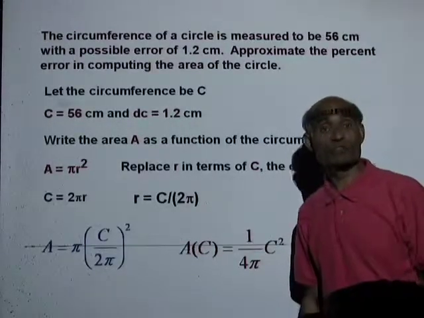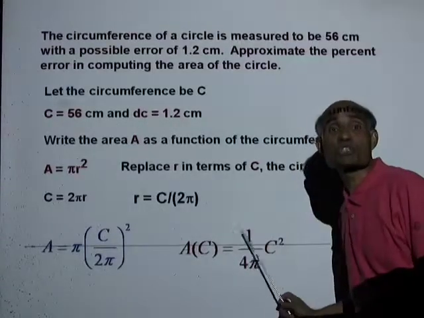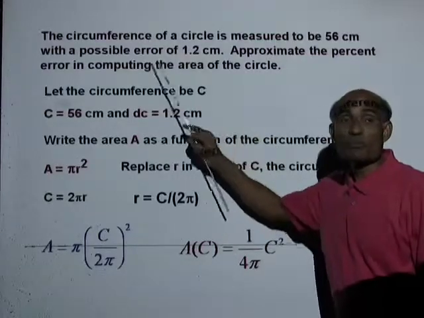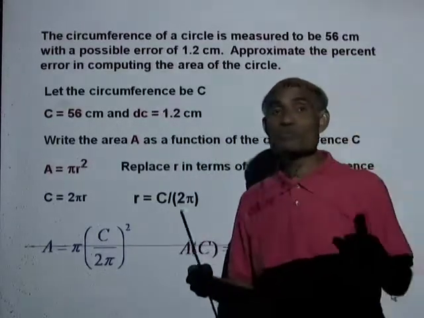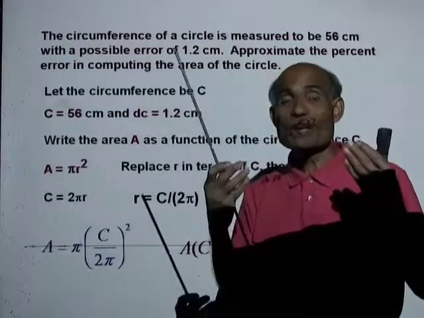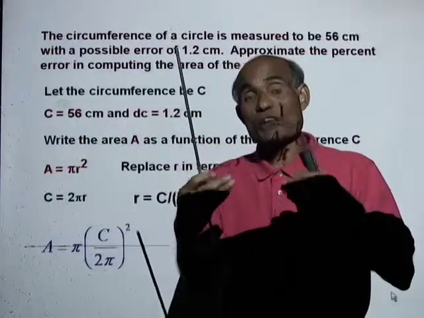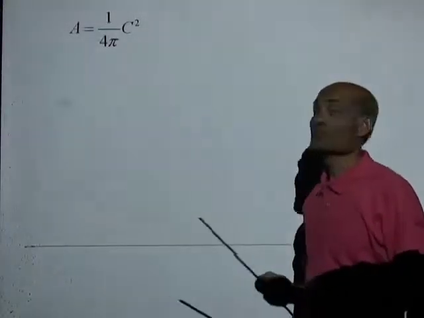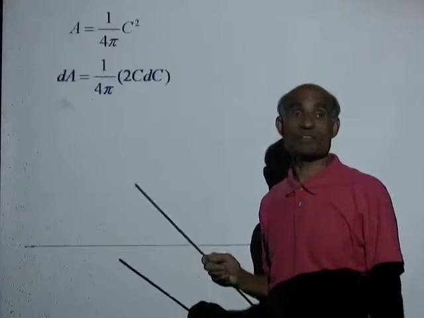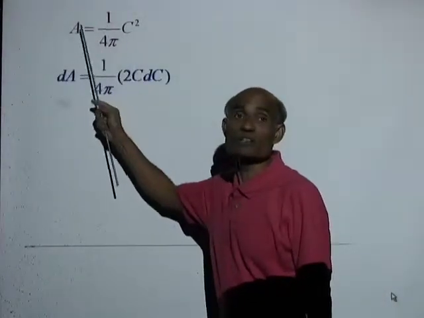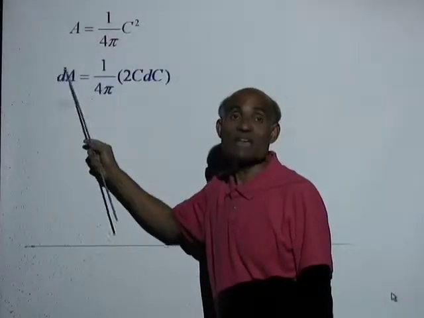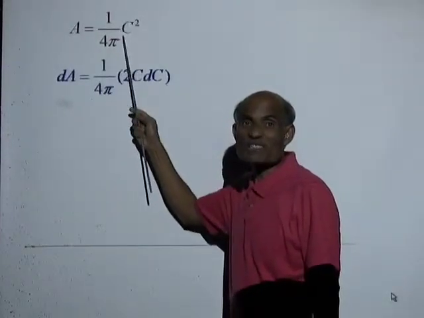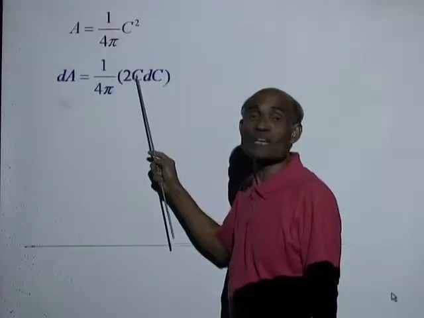What we now need to do is find the differential of both sides. Now remember, we need to find the percent error. What is the definition of percent error? Percent error is the error divided by the actual value multiplied by 100. All right, we carry that equation with us. Find the differential of both sides. Differential of A is dA, and 1 over 4 pi is a constant. Differential of C squared is 2C dC.